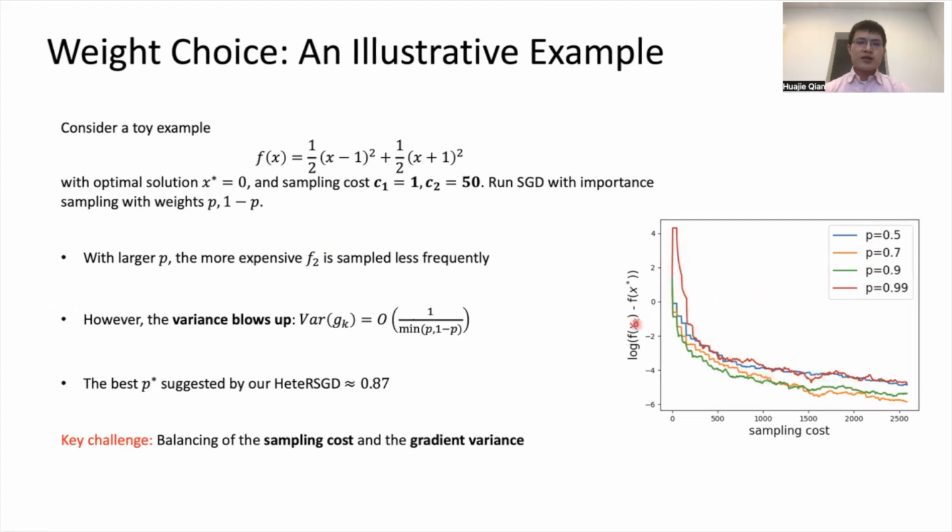The reason is that if we look at the variance of the gradient estimate, it is in this form, and we see that if P is close to 1, this variance will blow up. In fact, the best weight in theory suggested by our algorithm is 0.87. So we see that the key challenge here is to choose the weight to balance the sampling cost and also the gradient variance.